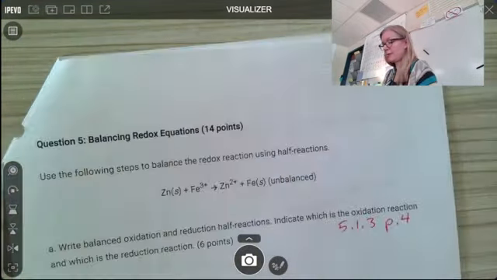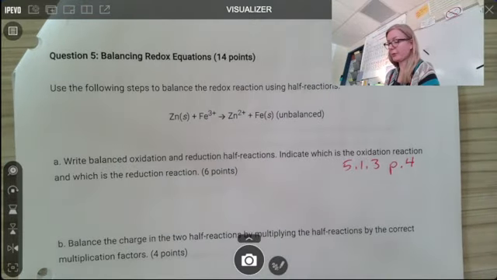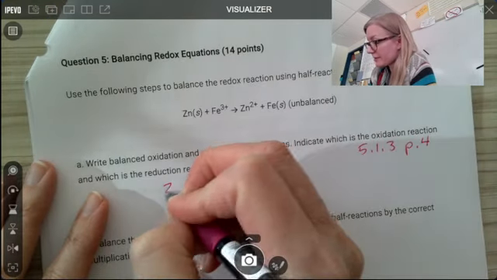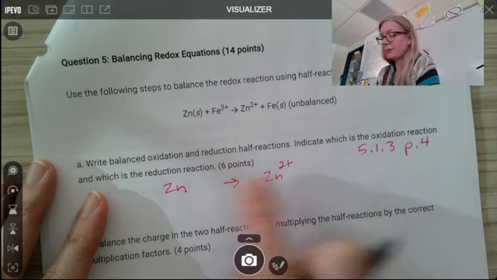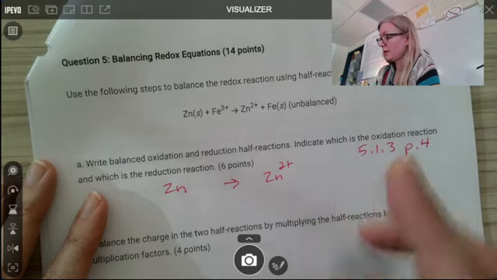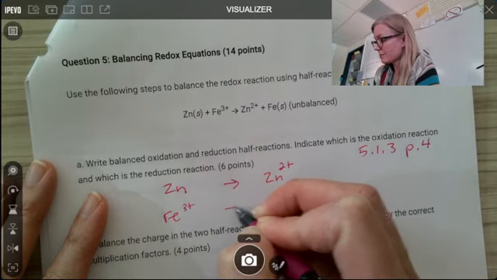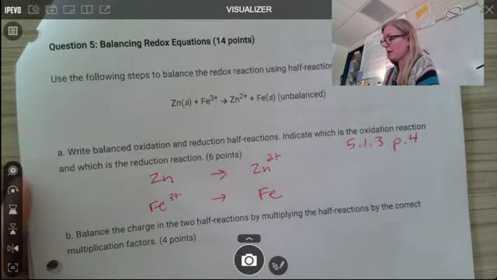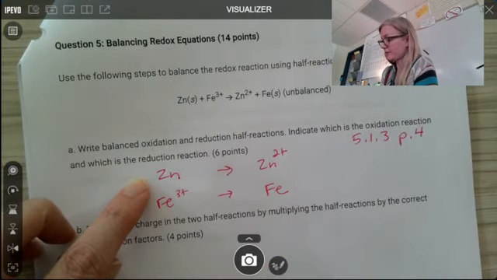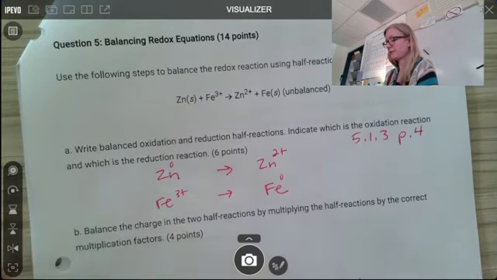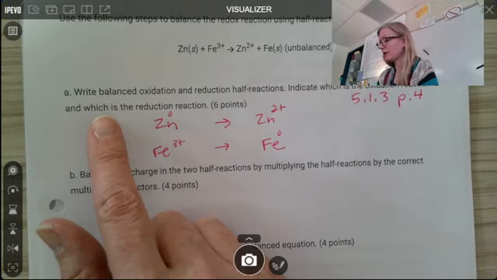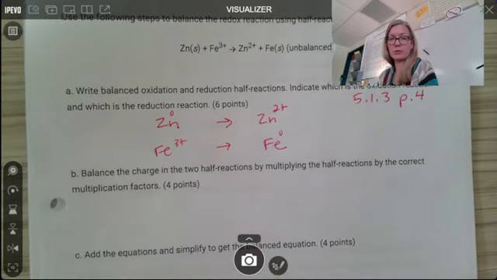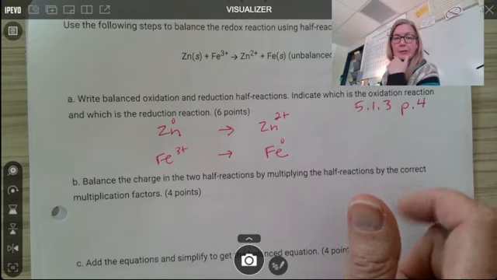And then this last one, balancing redox. So this was in 5.1.3, page 4. Okay. So you're going to write the 2 half reactions. One of these is going to be the zinc turning into the zinc 2+, and you need to figure out which side you need to put the electrons on and add them in. And then the other one's going to be the Fe3+ turning into just normal Fe. Keep in mind, these don't have a charge. These have a charge of 0. You can even put a 0 up high to remind yourself. So figure out where the electrons are going to go here, and also figure out which one's oxidation and which one's reduction. You can look back in 5.1.3 for help with that.